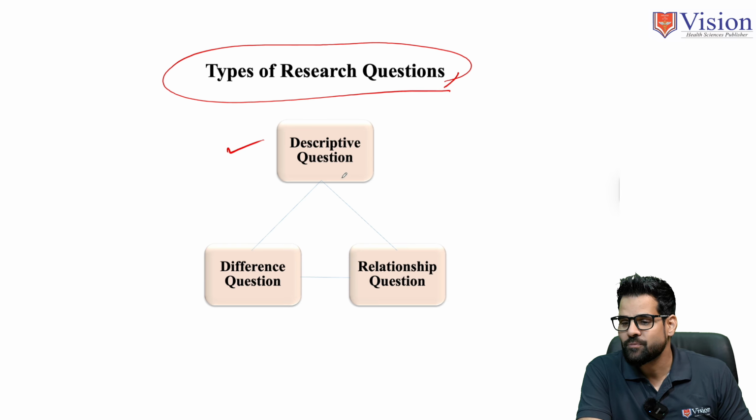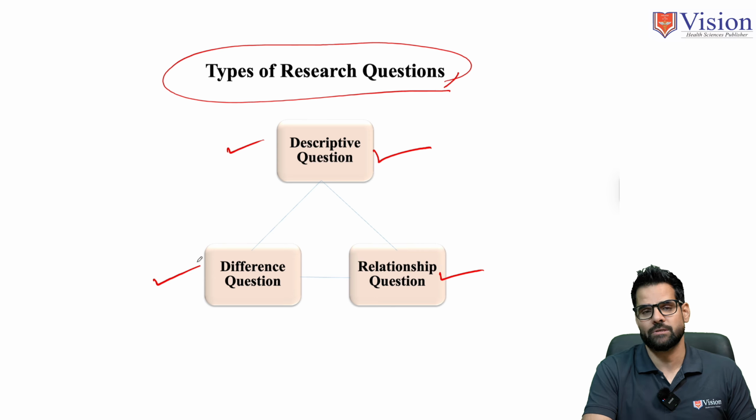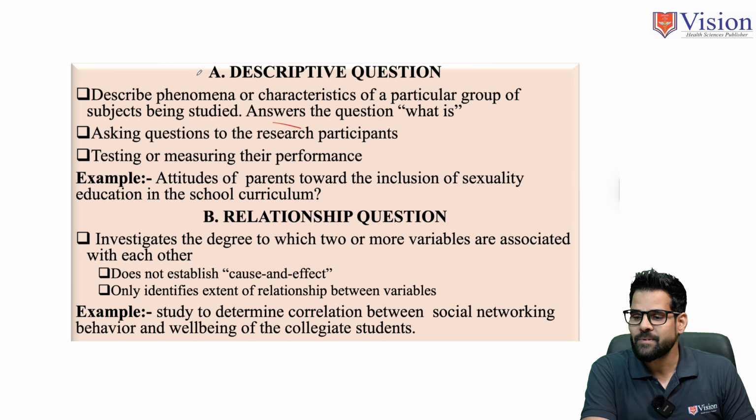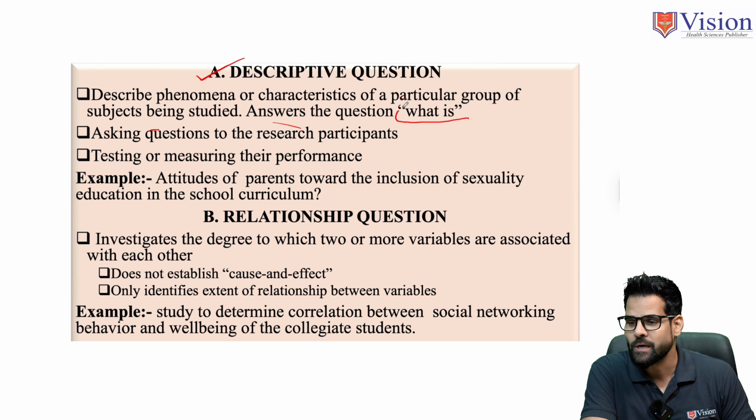So research questions can be of three types. It could be descriptive questions, it can be relationship type questions, and comparative questions. Let's try to understand each one briefly. Now, descriptive question क्या होता है? Describe phenomena or characteristics of a particular group or subject being studied. ये start होता है with what is.